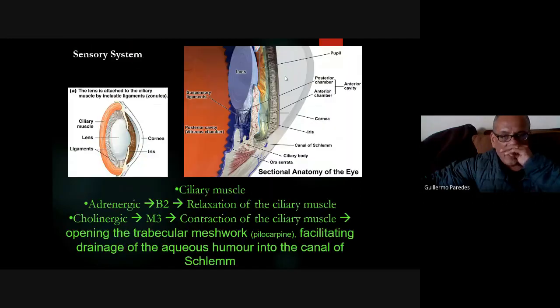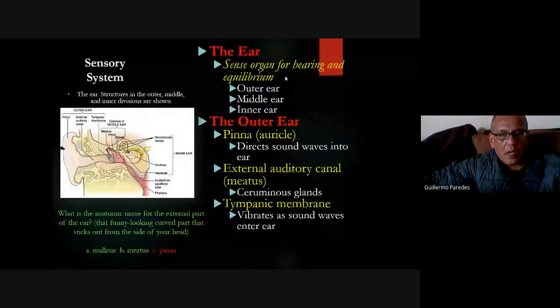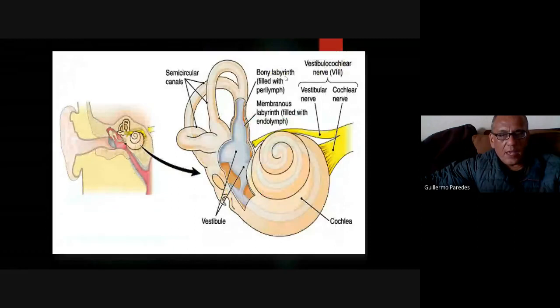Yes. Okay, so that is all about the eye. I want to talk about the ear now. All right, so let's talk about the ear.